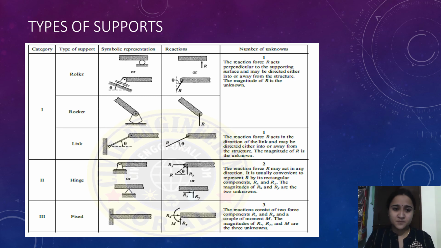Now these are the types of supports, the reactions, and the number of unknowns. We have this background from our SA1 knowledge. When a roller support is there, we have only one unknown reaction component, the vertical reaction. Same in the case of a rocker and a link. Then if there is a hinge support, there are two unknown reactions, one vertical and one horizontal. And if there is a fixed end, we have three unknown reactions: one horizontal reaction, one vertical reaction, and one moment.